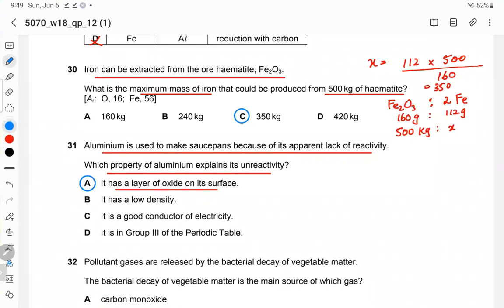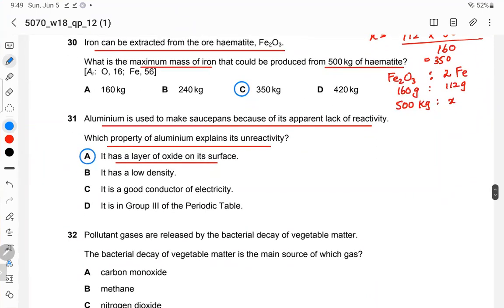जी यहाँ तक clear है सबको? Yes, sir. Okay.